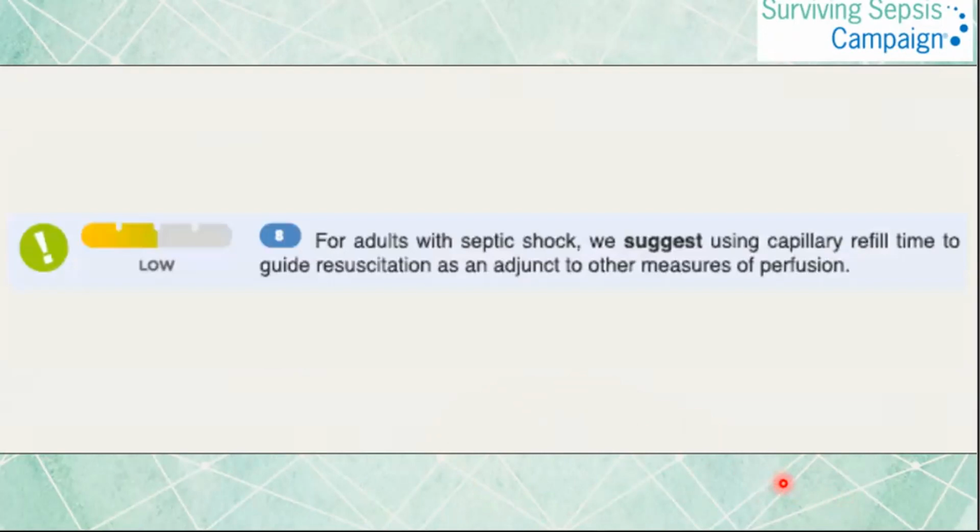For adults with septic shock, we suggest using CRT to guide resuscitation as an adjunct to other measures of perfusion. The Andromeda shock trial evaluated resuscitation using CRT and found it to be more effective than the resuscitation strategy using lactate in reducing organ dysfunction.